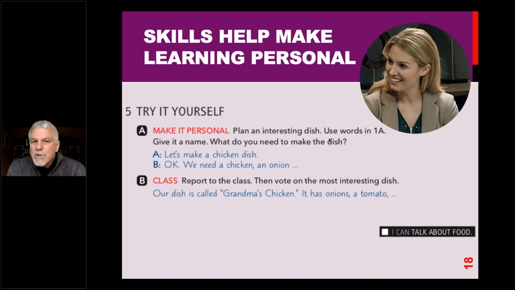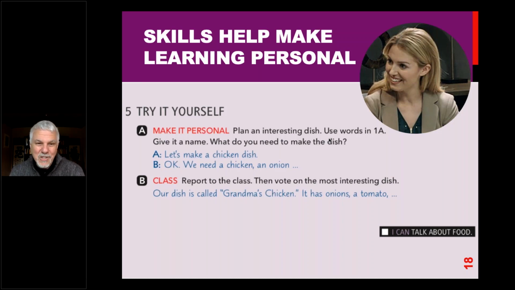So skills can also help make learning much more personal. And this is a key thing we talked about, the fact that, again, not everybody needs the same language. You have to think about how you would talk about topics that interest you. So for example, this one is great. It says, make it personal. Plan an interesting dish. This is the low level, the first level of the series. Use words in 1A, give it a name.